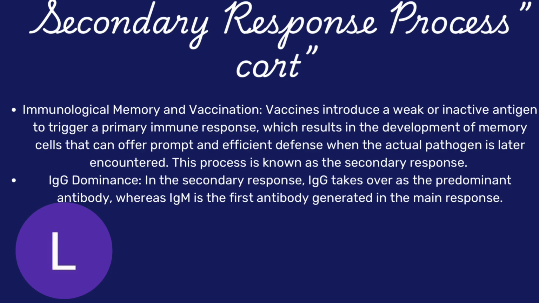IgG dominance. In the secondary response, IgG takes over as the predominant antibody, whereas IgM is the first antibody generated in the primary response.